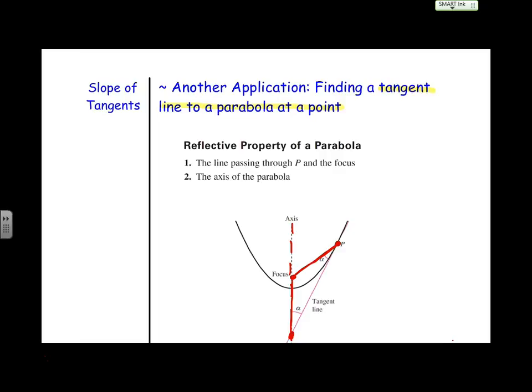And why is that helpful? Even though it only hits the parabola on one point, if we can find a second point using the focus, well, kiddos, what can we find between any 2 points? Slope. We can't find the equation of the line if we only have a point. Don't we also need to find the slope?